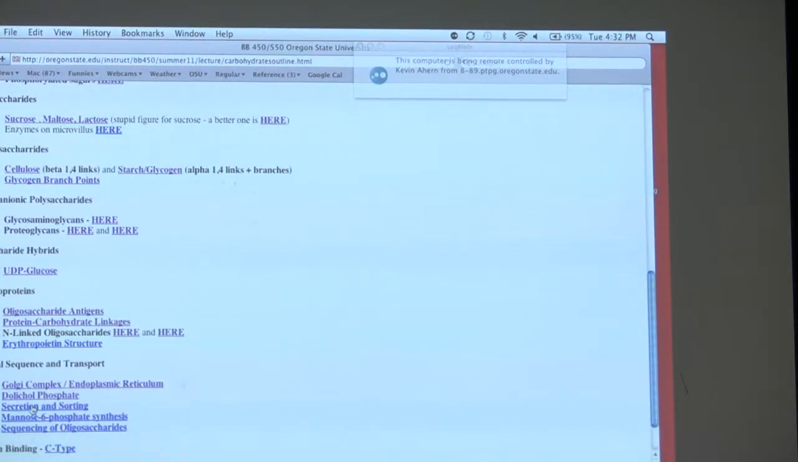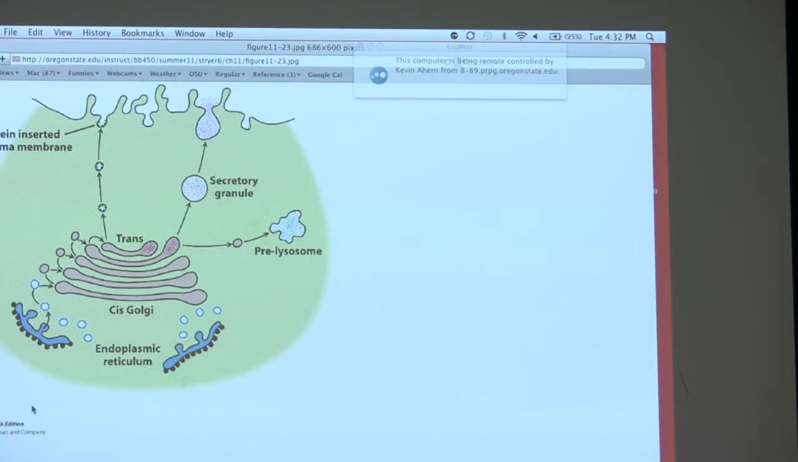Okay. So as I said, that Y-shaped structure can get decorated as appropriate. It can get moved to the Golgi apparatus and be decorated further. This shows some of that trafficking that can occur in the cell.